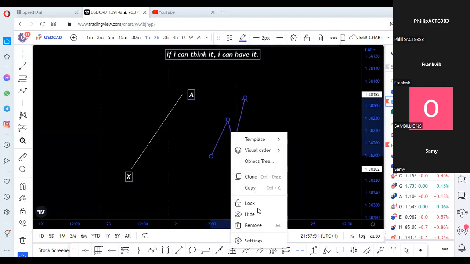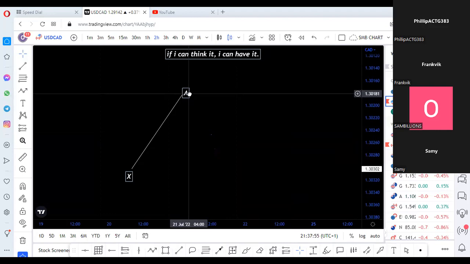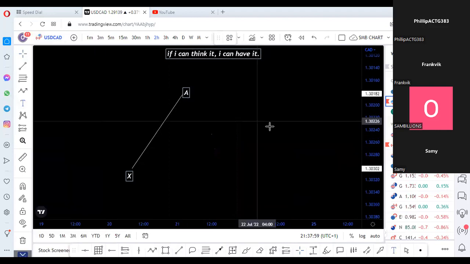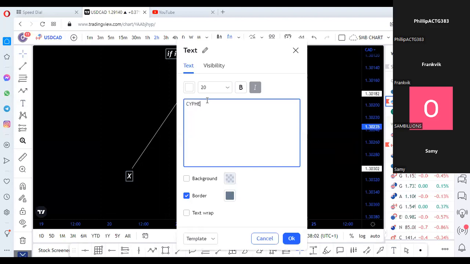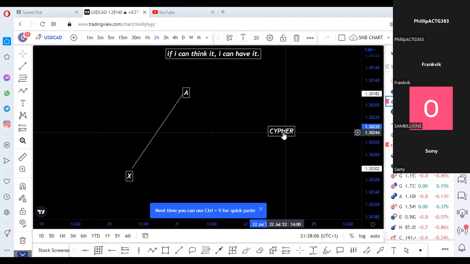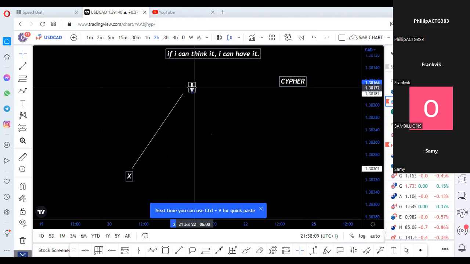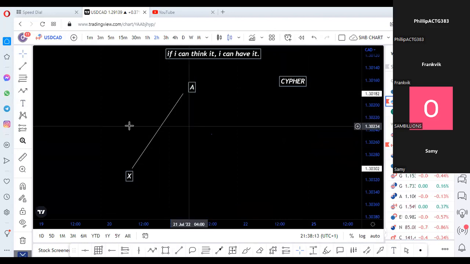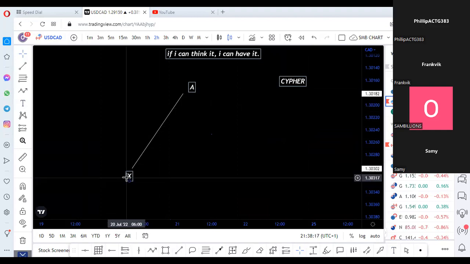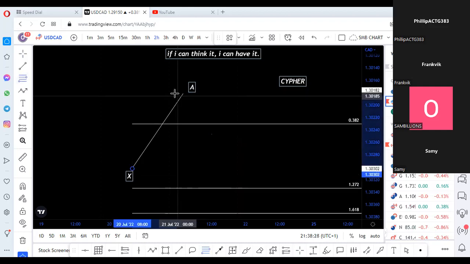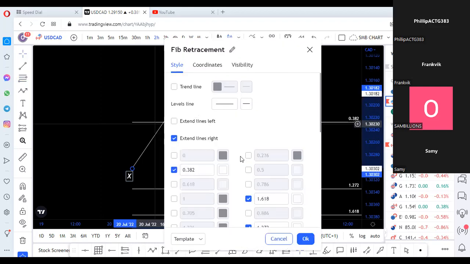Now, the first one I'll be teaching is the Cypher harmonic pattern. So for our Cypher, after you've identified the first leg, that is X, and then the A leg, what you want to do is take out your fib and take it from point X down to point A. Then you'll be using it to get your point B. You use your point X and your point A to get your point B.